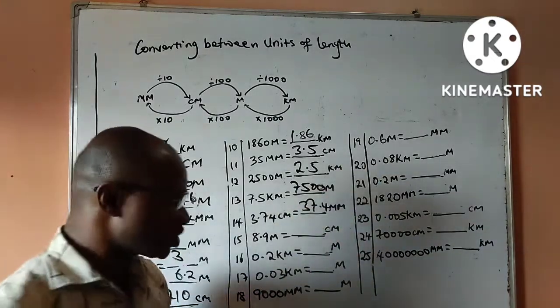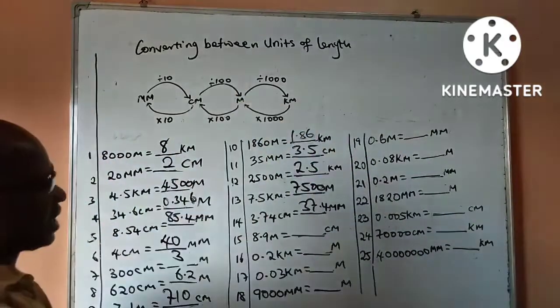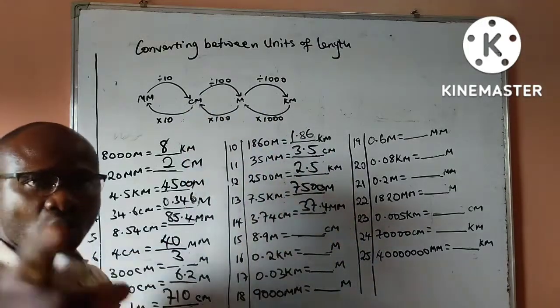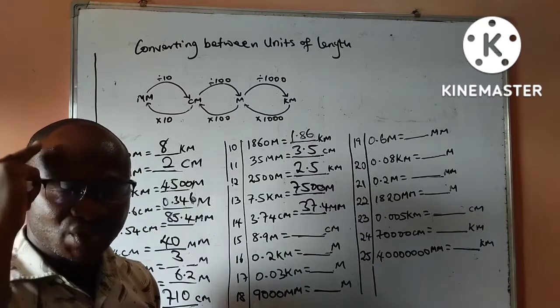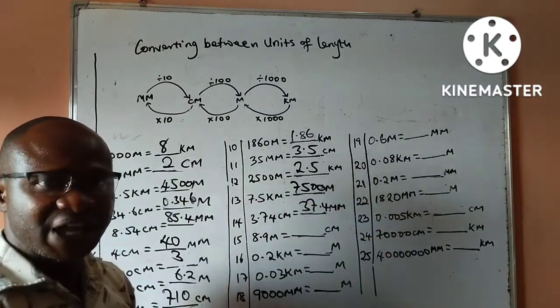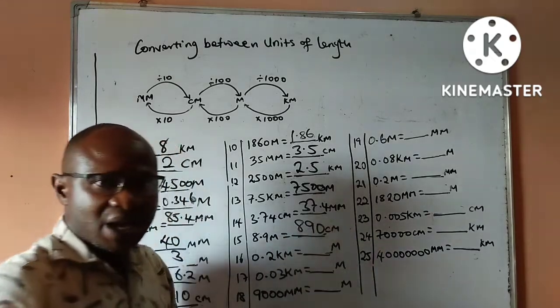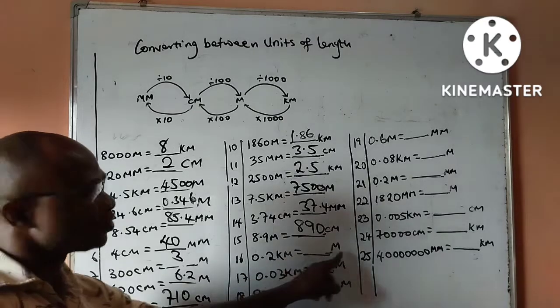Now, in number 15, 8.9 meters. I want to convert it to centimeters. What is your answer? You can look at the diagram. Meters to centimeters, meters to centimeters. What are you supposed to do? Multiply that 8.9 by 100. Use your mind. Move it 2 steps to the right, and that will give us 890 as the answer. We go to number 16 together. I am moving from kilometers to meters.